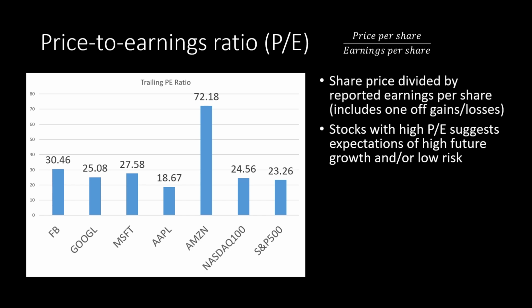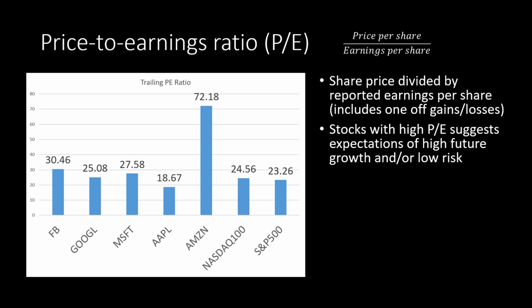Right, so share price divided by reported earnings per share. So this includes one-off gains or losses as well. So for example, if a company had to pay a fine like Facebook, that will be included in the price to earnings ratio. And I'll show you later on how we can get a better understanding of the business by using an adjusted earnings ratio.